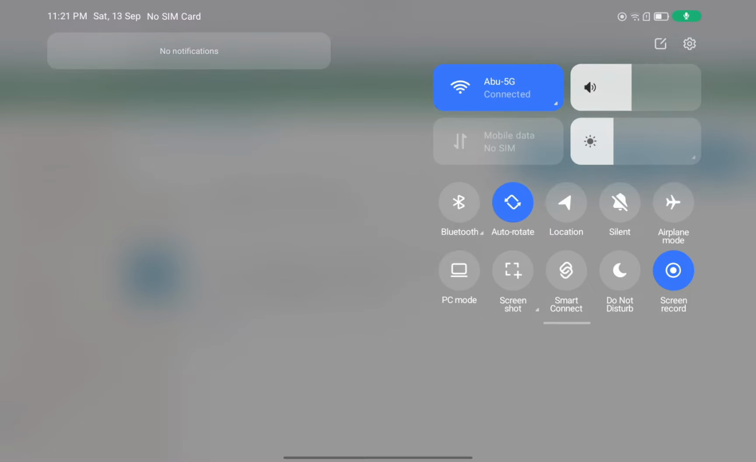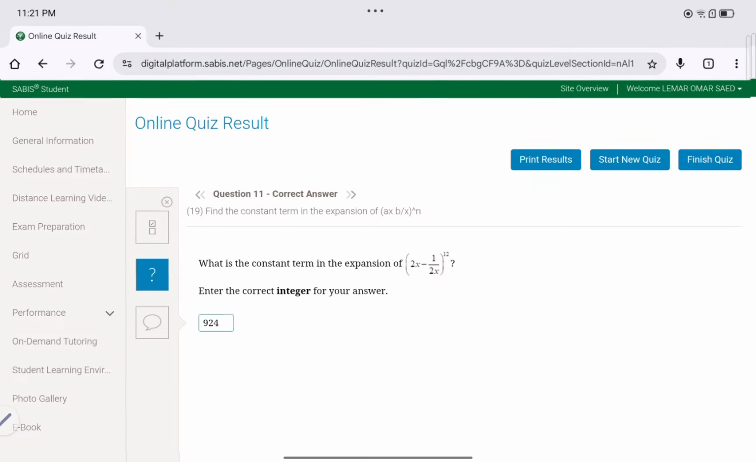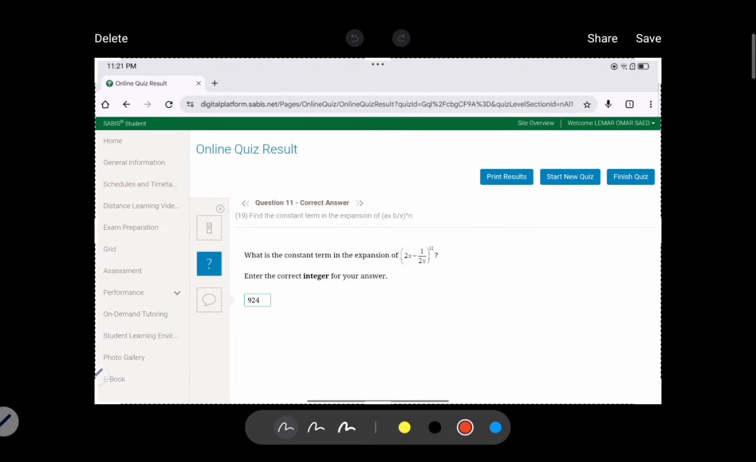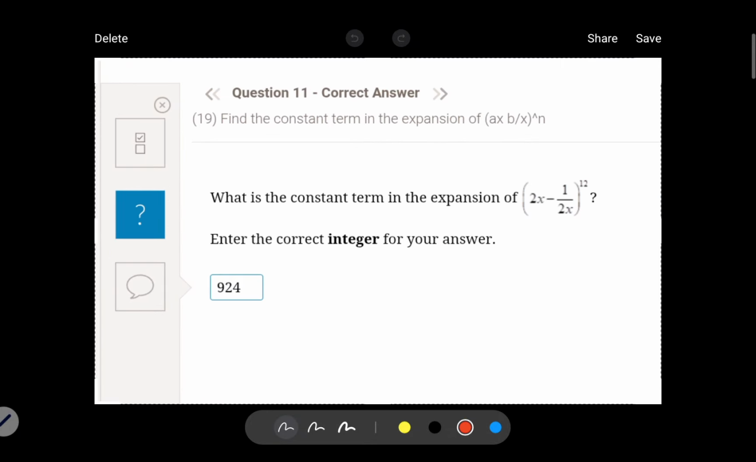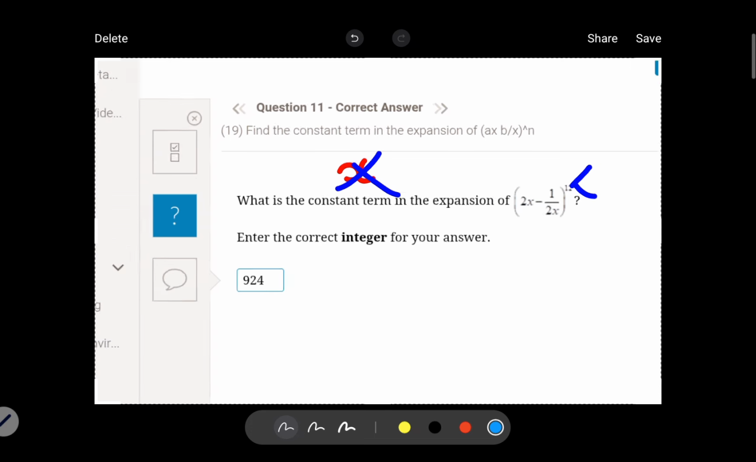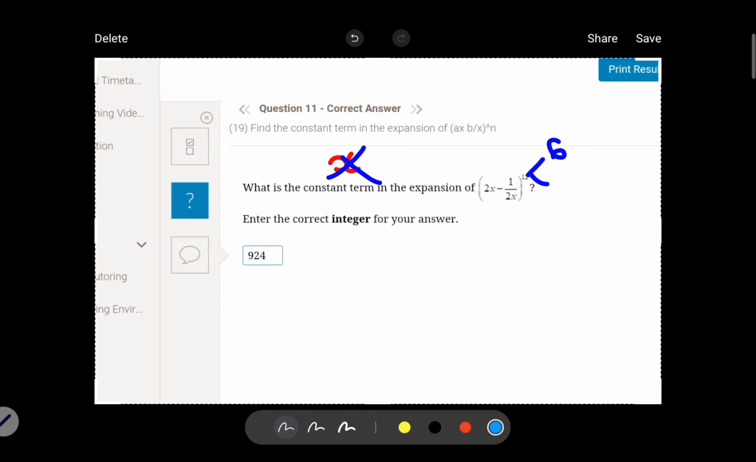Okay, now for this one, they want it to be a constant term. What does it mean? So they don't want an x. No x allowed. They don't want an x. Okay, so here it's pretty easy. You can get 6 and 6, because when they give you a number and you could add them, it's the same number and you add them and you get this number, it's easier.